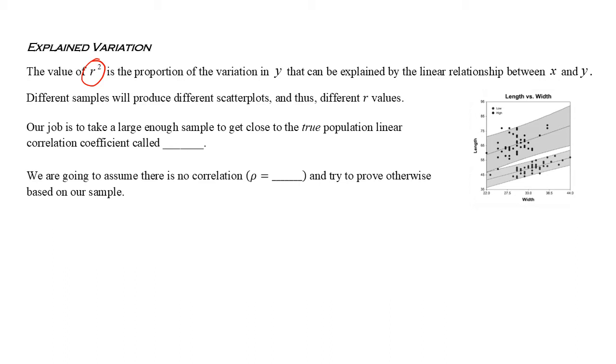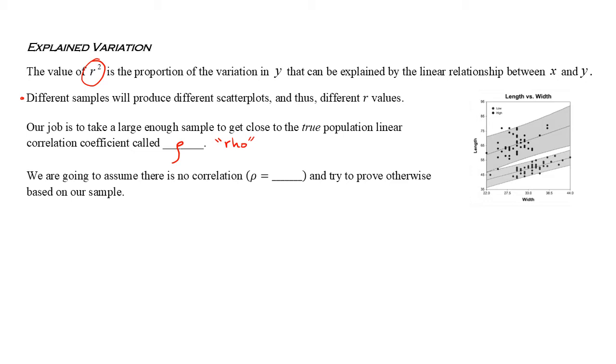And then below here, one thing we need to keep in mind is that different samples will produce different scatter plots, and thus different R values. So our goal here will be to take large samples and try and get close to our true linear proportion, which is the population parameter, rho. So this is the Greek symbol rho that looks at the true linear correlation coefficient for the population. And our goal here is to use R as a way of estimating rho.